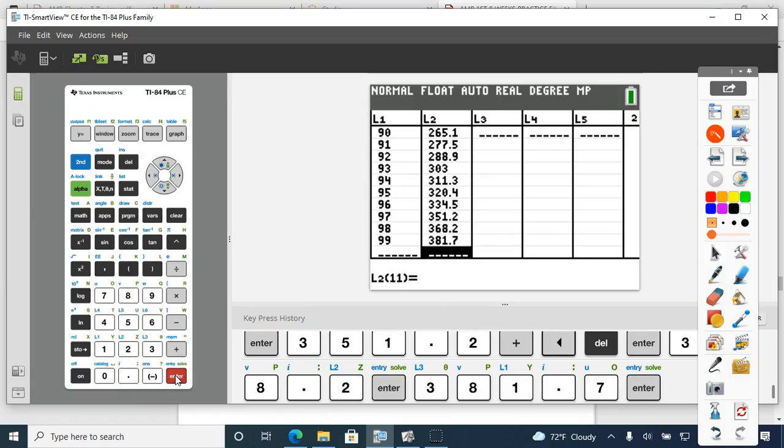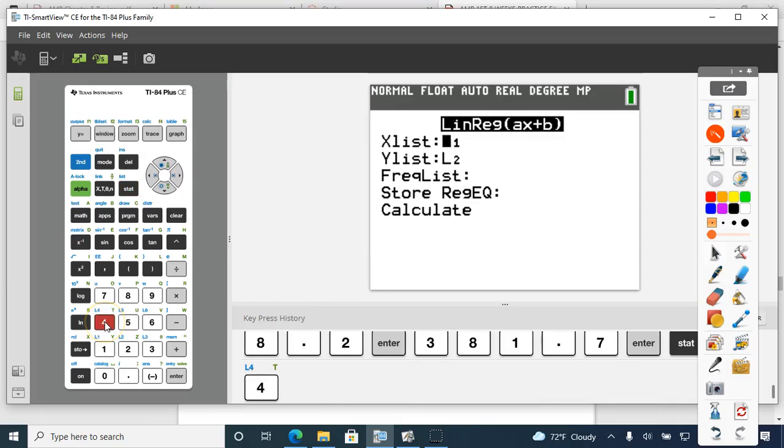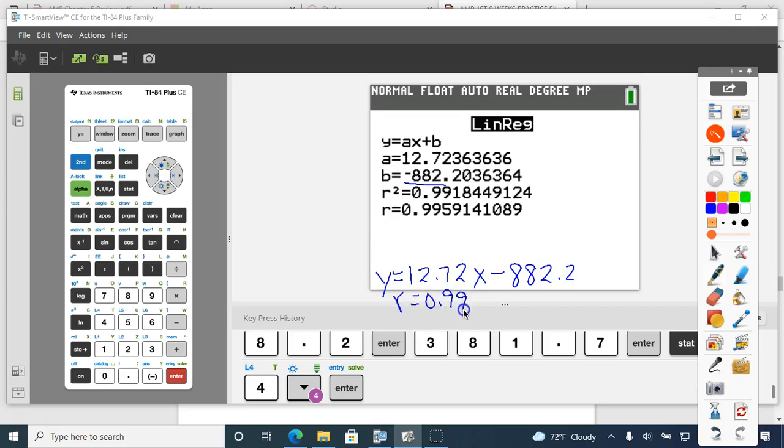And then we go to stat, calc, linreg number 4, and we scroll down to calculate and hit enter. So there's our equation. Y equals 12.72x minus 882.2. And my R is 0.9959, which makes it a very, very reliable equation.